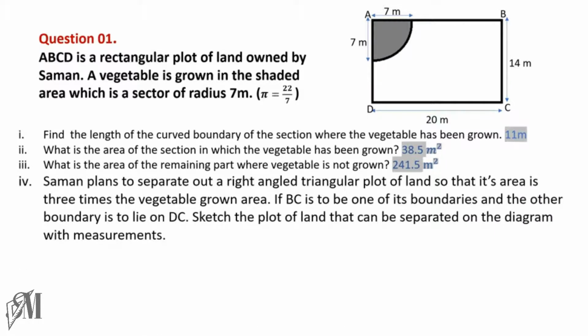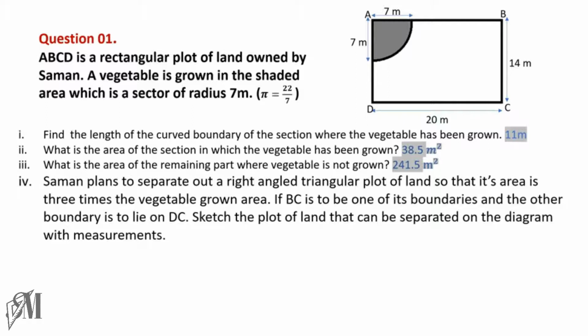The last part of the question says that someone plans to separate out a right angle triangle plot of land so that its area is 3 times the vegetable grown area. If BC is to be one of its boundaries and the other boundary is to lie on DC, we have to sketch the plot of land that can be separated on the diagram with measurements.